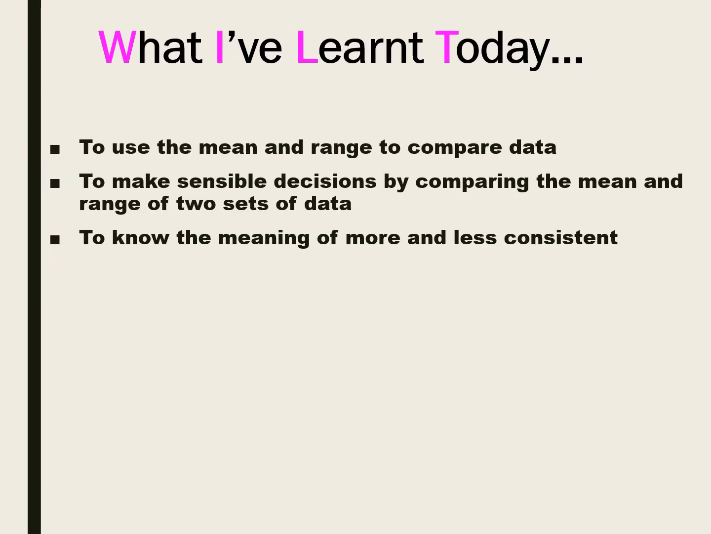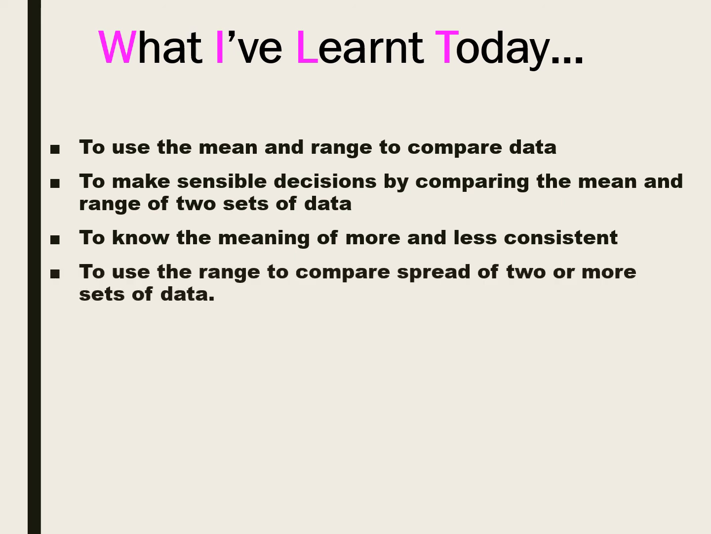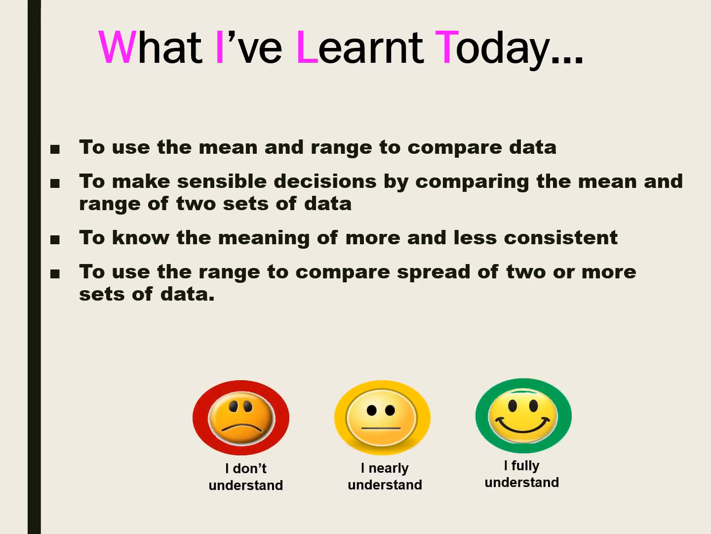So what we have learned today, we learned how to use the mean and range to compare data, to make sensible decisions by comparing the mean and range of two sets of data, and to know the meaning of more and less consistent.